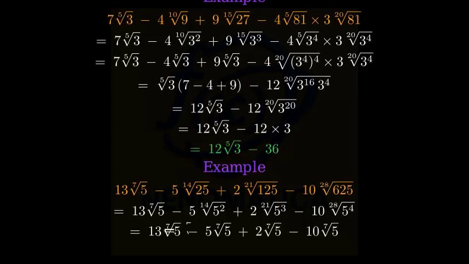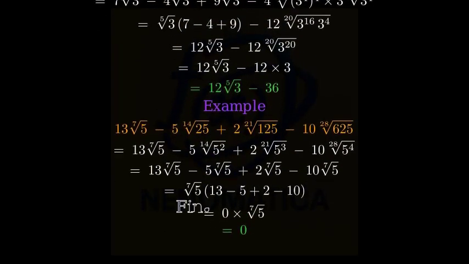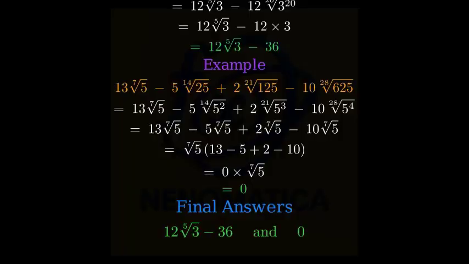Summary. We followed the same algorithm twice. Rewrite the radicands as prime powers, convert to a common index using greatest common divisors or least common multiples, then combine like radicals and simplify any products. Our final answers are 12 times the 5th root of 3 minus 36 and 0.